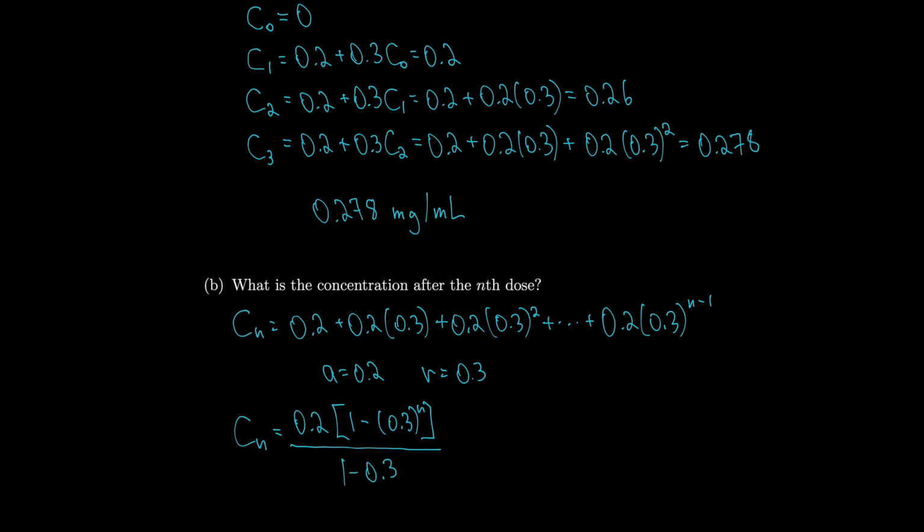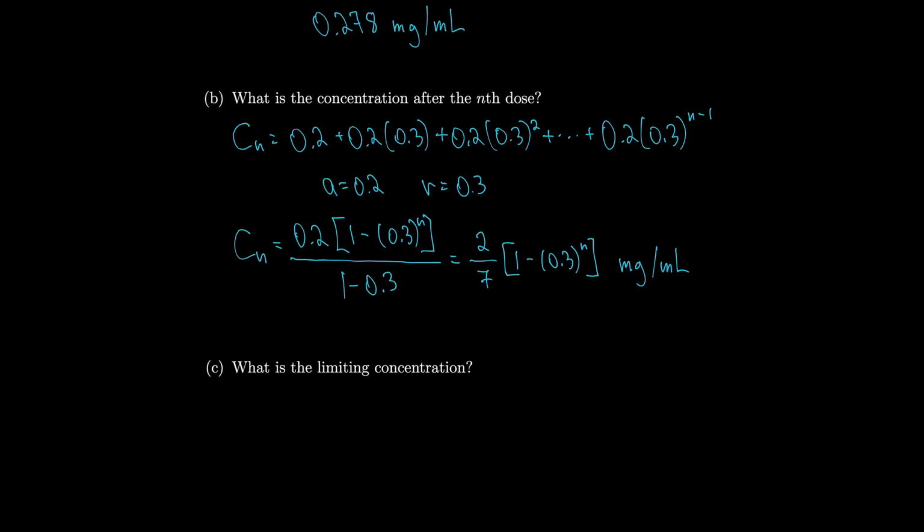over 1 minus 0.3. We don't have to worry about the value of r for our partial sum because it's finite, but it's nice to know that it's less than 1 so that when we look at the limiting concentration, we'll be able to add up our geometric series. So this ends up becoming 2/7 times 1 minus 0.3 to the n milligrams per milliliter as the concentration after the nth dose. So to find the limiting concentration, fortunately, r is less than 1, so this will actually exist, and it'll just be the sum of the geometric series.